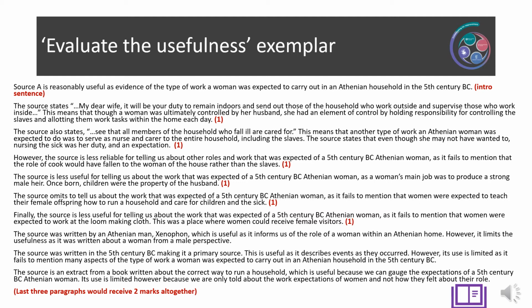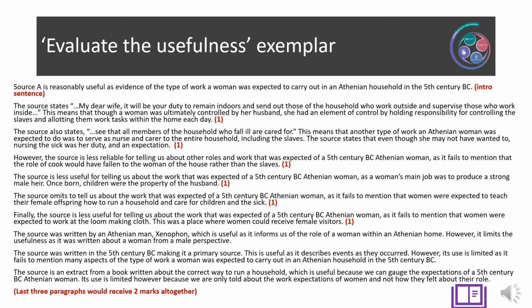The source was written by an Athenian man, Xenophon, which is useful as it informs us of the role of a woman within an Athenian home. However, it limits the usefulness as it was written about a woman from a male perspective. The source was written in the 5th century BC, making it a primary source. This is useful as it describes events as they occurred.